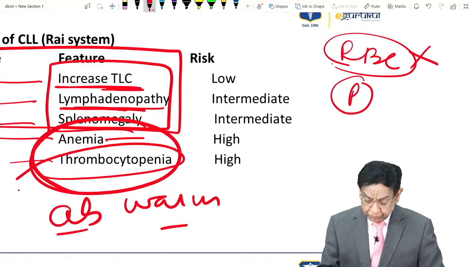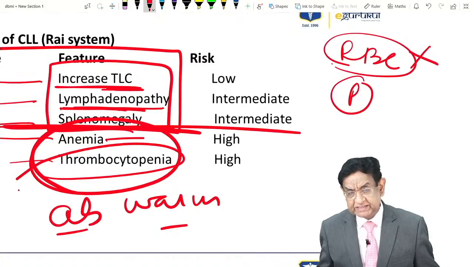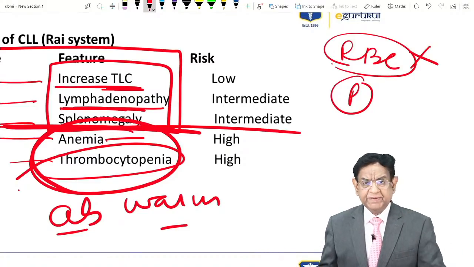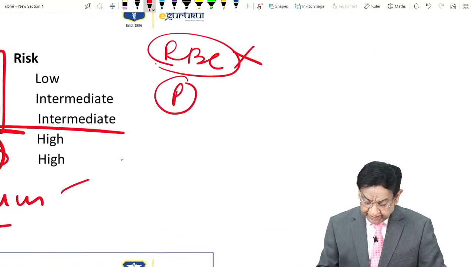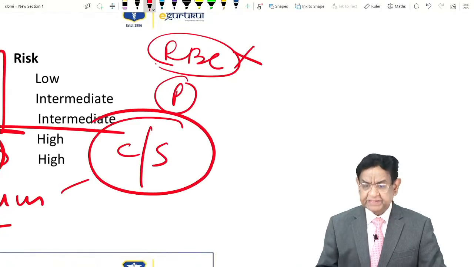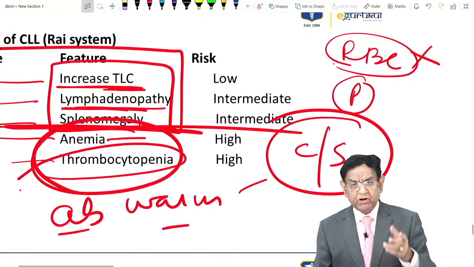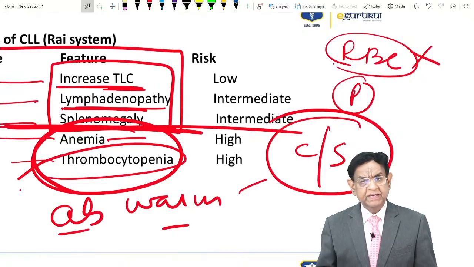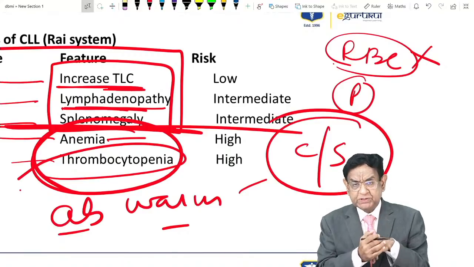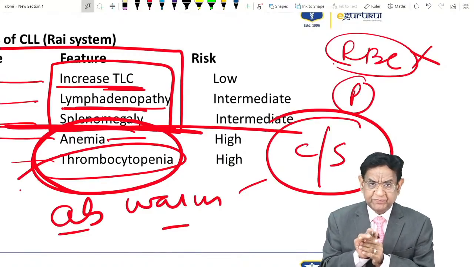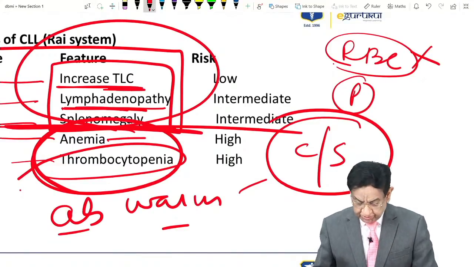One more thing: up to stage 0, 1, 2, which I said was the disease process as such, we'll be using some chemotherapy. But once the patient develops anemia or thrombocytopenia, it is high time to add corticosteroid. CS stands for corticosteroid. So the question can be asked this way also: which of the following is an indication for adding steroid, anemia or thrombocytopenia? Why? It is an autoimmune process going on, and to take care of that autoimmune process, we add steroid. Otherwise, up to this stage, there is no indication of adding corticosteroid.